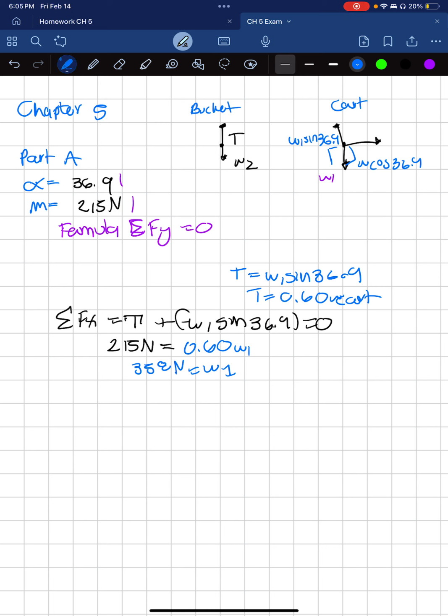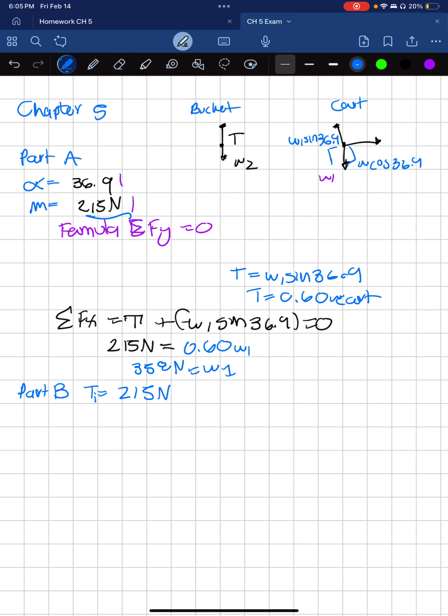Now for part B, let's see what we have for part B. Let's look at our question. What does it say? Part B, what is the tension in the cable? So we already know the tension of the cable because it's going to be the same one. So the tension of the cable is going to be 250 newtons, the one that they gave us. This is going to be part B.